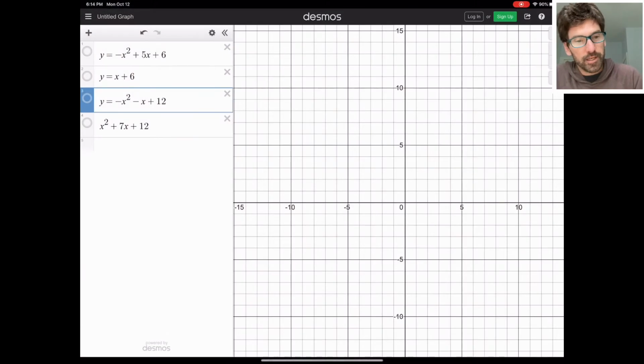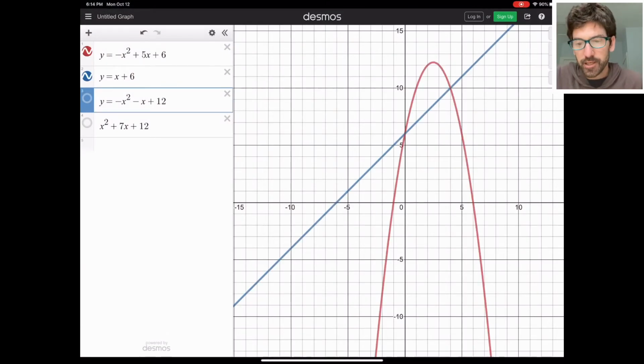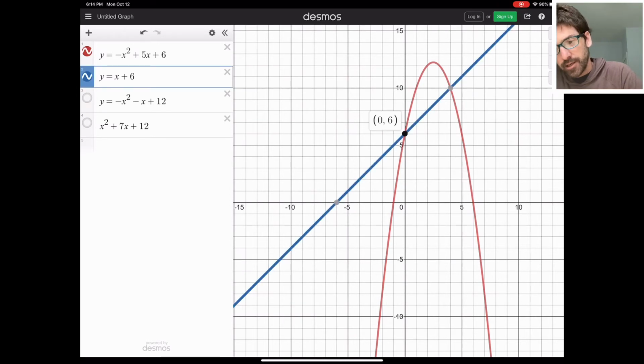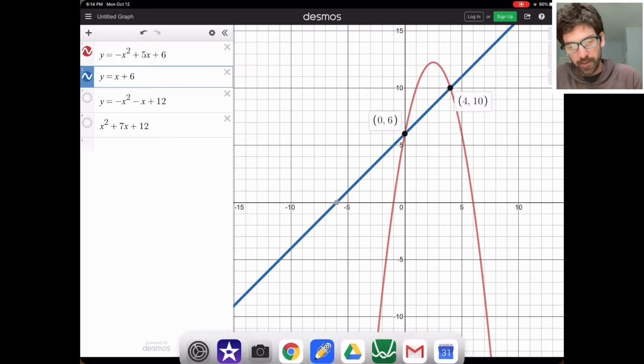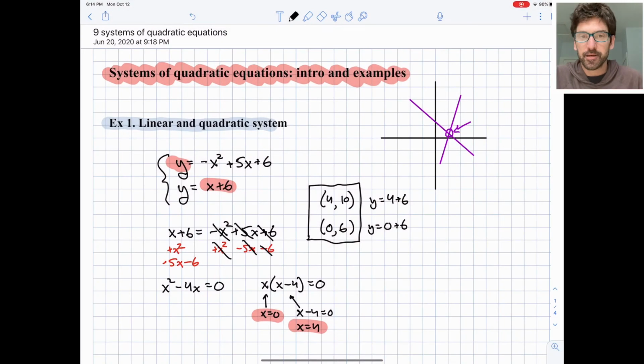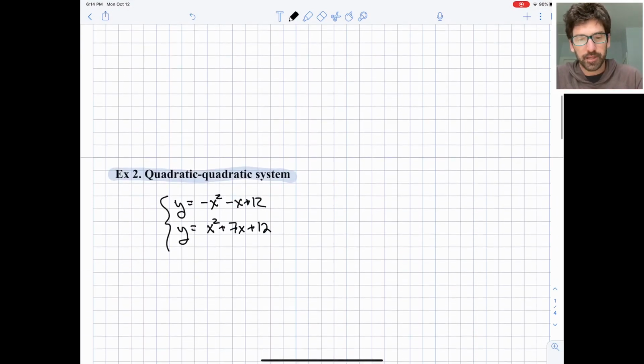So we are working with these two initial equations that I just turned on, and let's see if I can get the intersection points to show up. So (0, 6) and (4, 10) are the two solutions, the two intersection points for this line and this parabola. All right, we can head back and solve our second example, a little bit more complex.